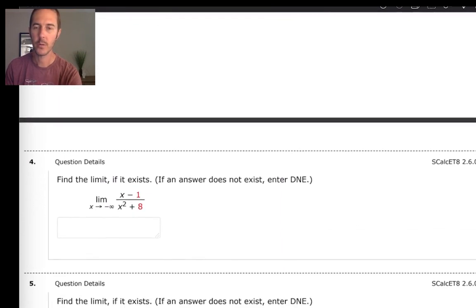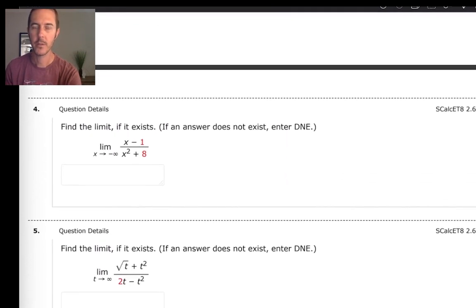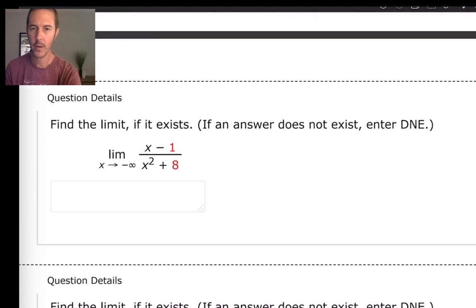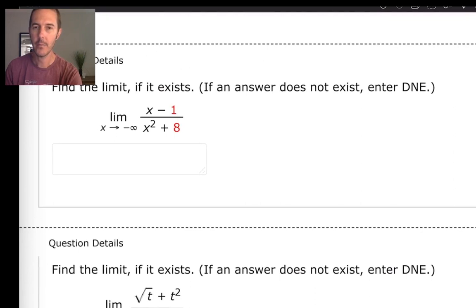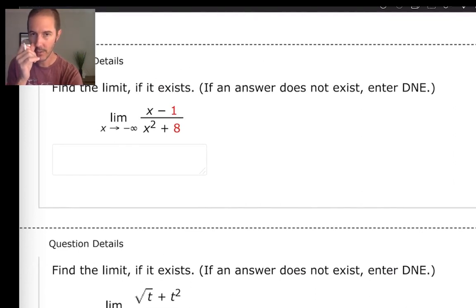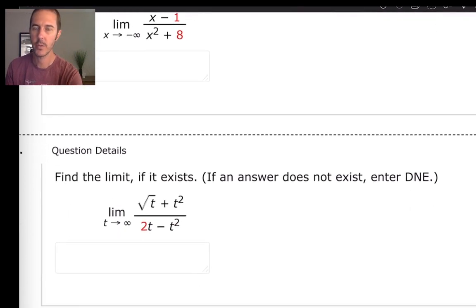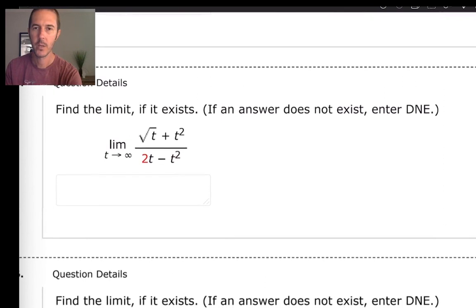Problem number 4, same idea. Dividing numerator and denominator, in this case, by x squared. And be careful, your x value is going toward negative infinity in that problem. I don't see any square roots of x squared in that problem, so you don't have to watch out for that little challenge. But it is going toward negative infinity, so be careful when you start evaluating your limits.